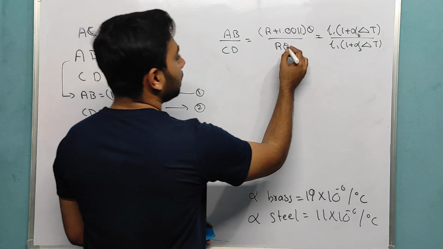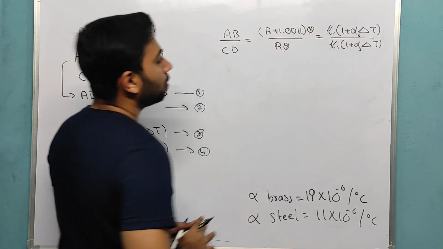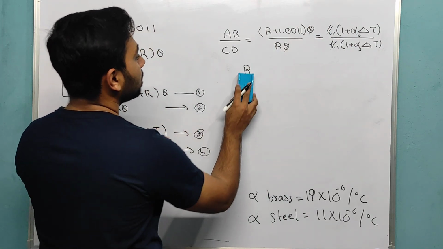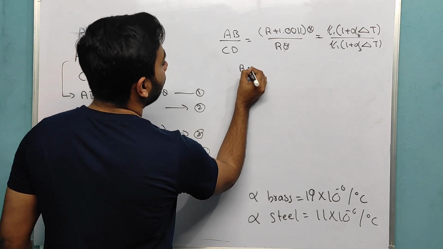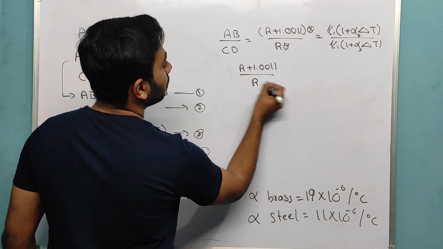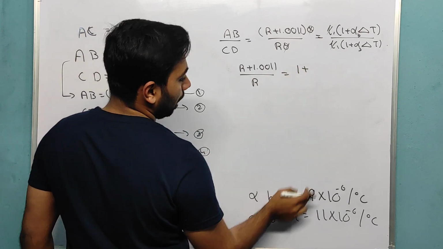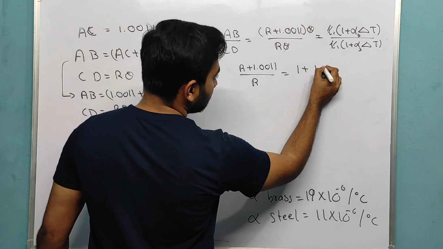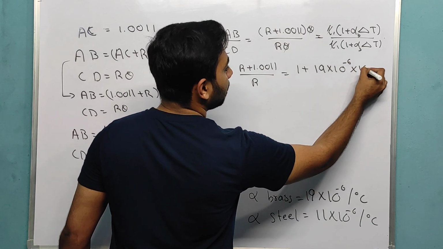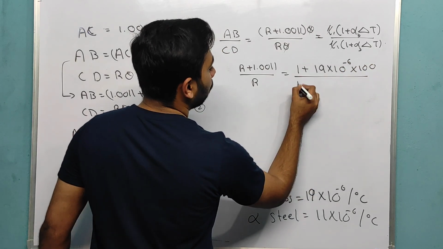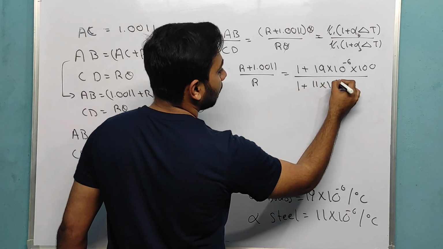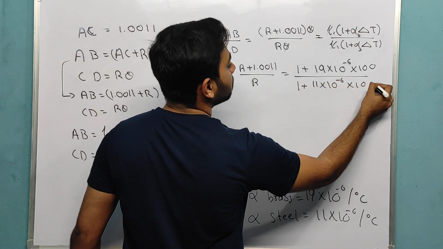Now I can cancel theta from here. Then I will get R plus 1 into 0.0011 divided by R is equal to 1.0. I will substitute the brass value here, which is 19 into 10 to the power of minus 6, change in temperature is 100, divided by 1 plus the steel value 11 into 10 to the power of minus 6, and change in temperature is 100.